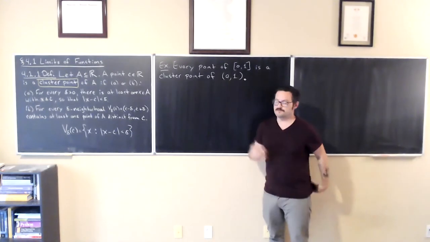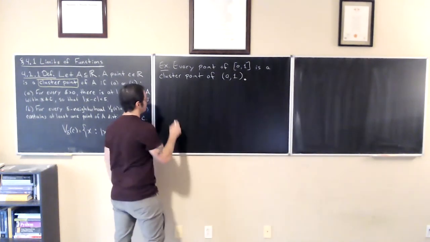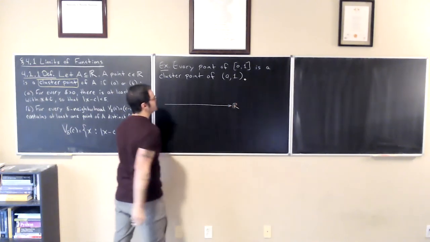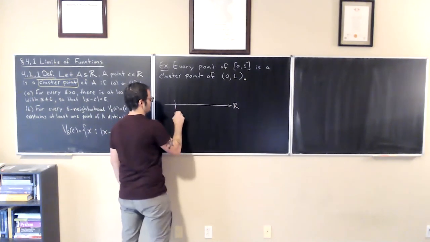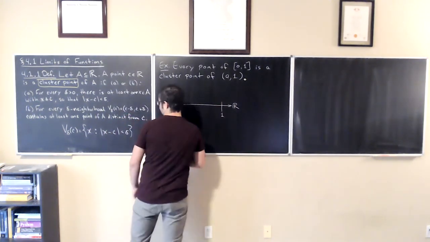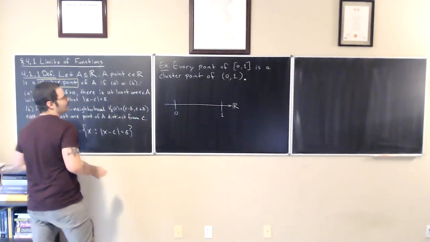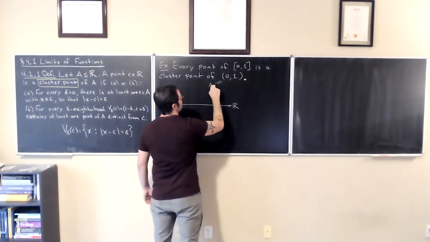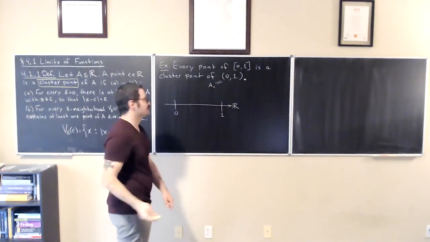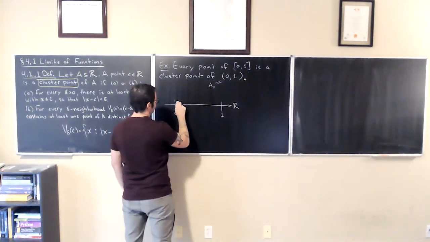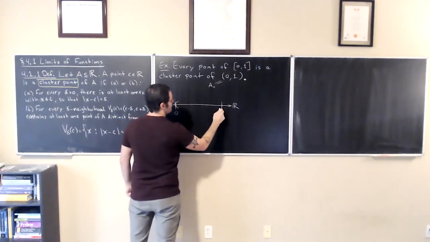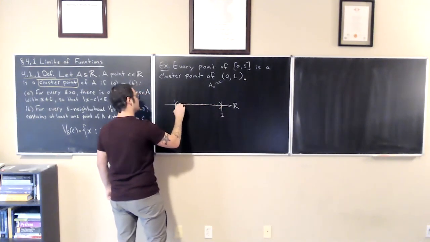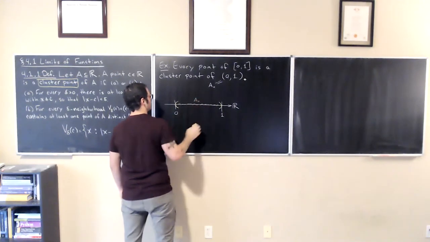Let's see if we can convince ourselves of this, maybe with a picture. Here's R, and then maybe 0, 1. Let's call that set A naught, because we're going to have some other examples coming up. So A zero is all the X in this open interval. So this is A zero.